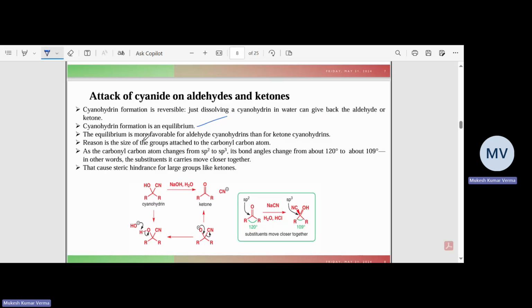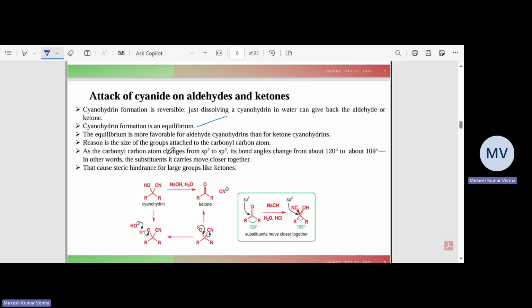Now, the reason for that is the size of the groups attached to the carbonyl carbon. In the case of aldehydes, there is attachment of a hydrogen atom, which is less sterically hindered. In the case of ketones, there are large, bulky alkyl groups.